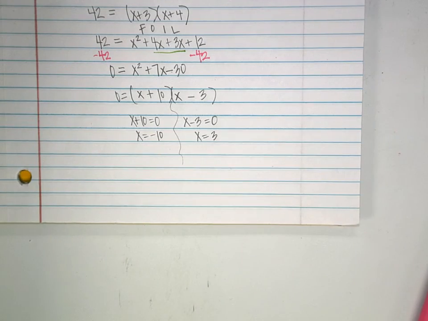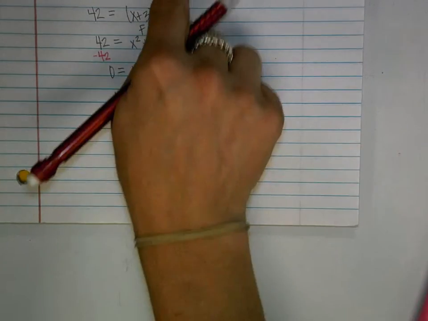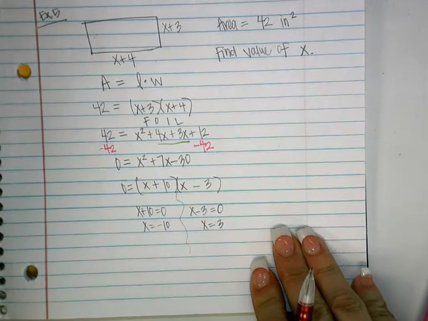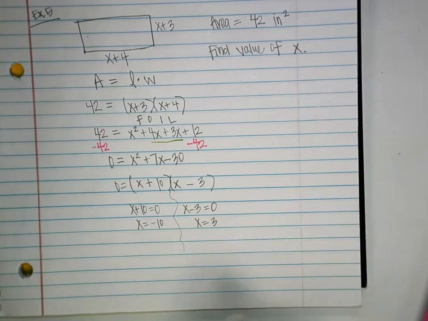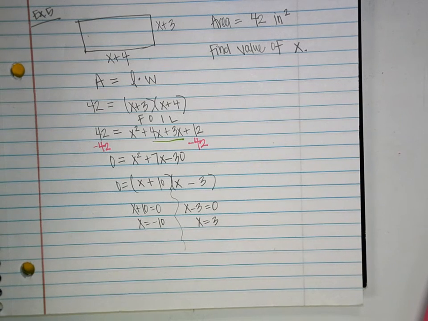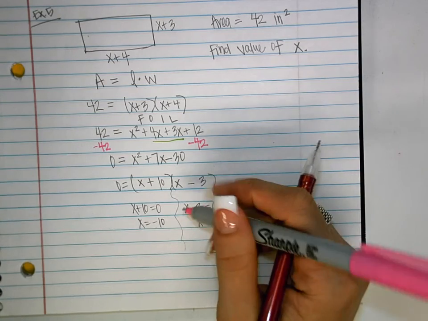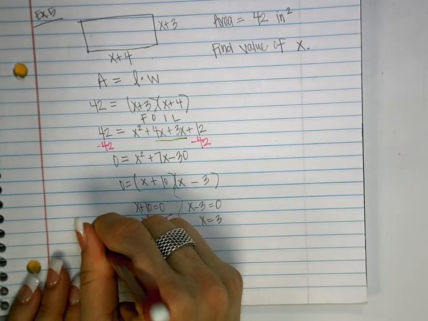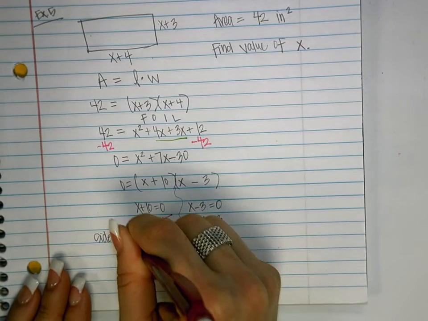Does it make sense to have two different lengths here? Does that make sense? No. So remember, when you're dealing with word problems, we need to figure out which of these makes sense. Which one does not make sense? The negative 10. Why does the negative 10 not make sense? Because a side length cannot be negative. Okay, so sides can't be negative.